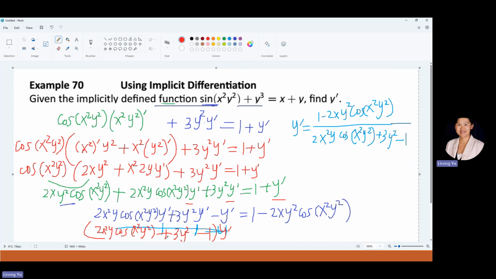Any questions? So this is the one that's slightly more complicated because we have the chain rule, and we also have a function that's multiplied. When functions are multiplied, you have to apply the product rule. Some parts involve differentiating x terms and differentiating y terms, so we've got to be more careful.